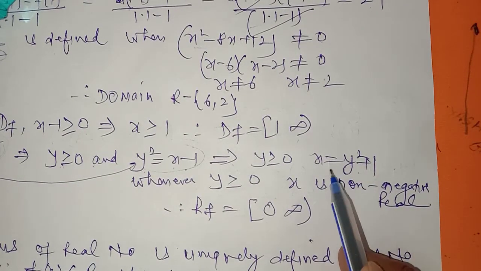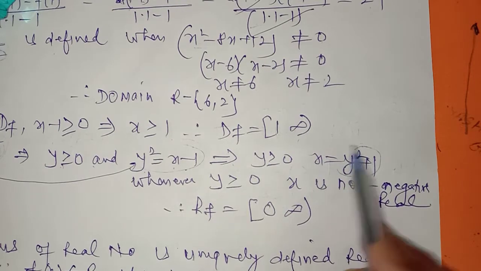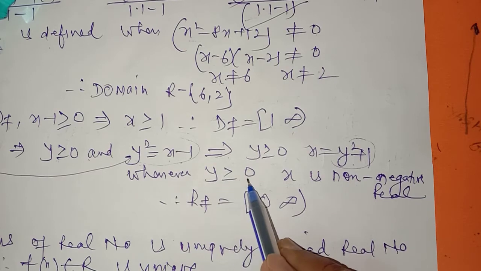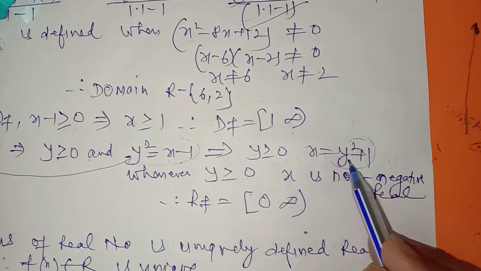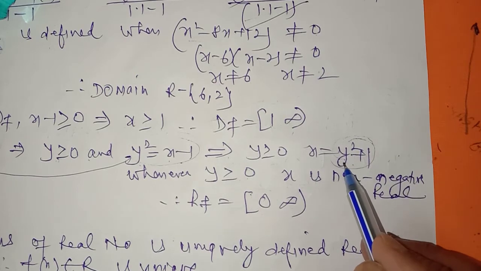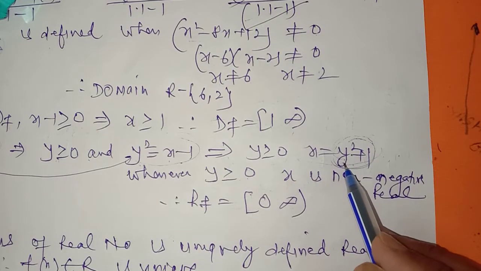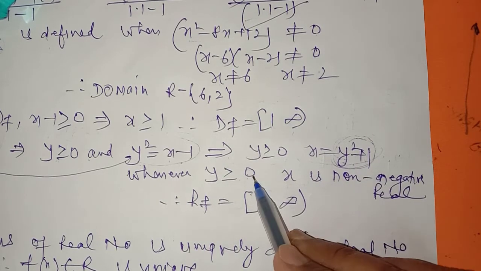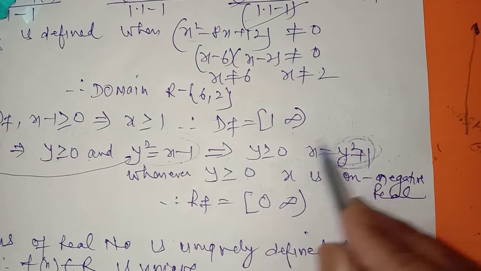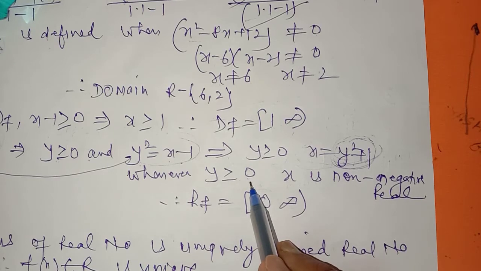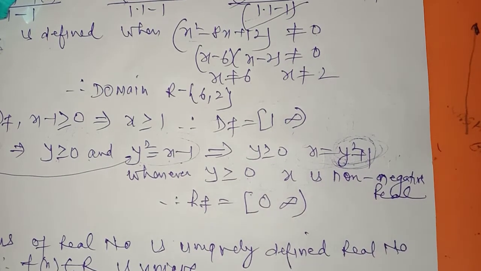Now the domain of this function will be the range of the function f(x). Now whenever y is greater than or equal to 0, the value of x will be greater than or equal to 0, so the value of this x will be y square plus 1. As y increases, this also keeps increasing, so the least value of this will be 0 and it will go up to infinity. So whenever y is greater than or equal to 0, the value of the function goes up to infinity. So 0 to infinity is the range of this function.